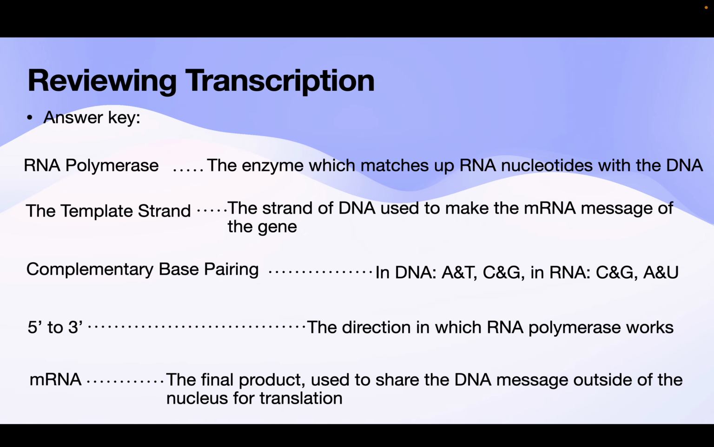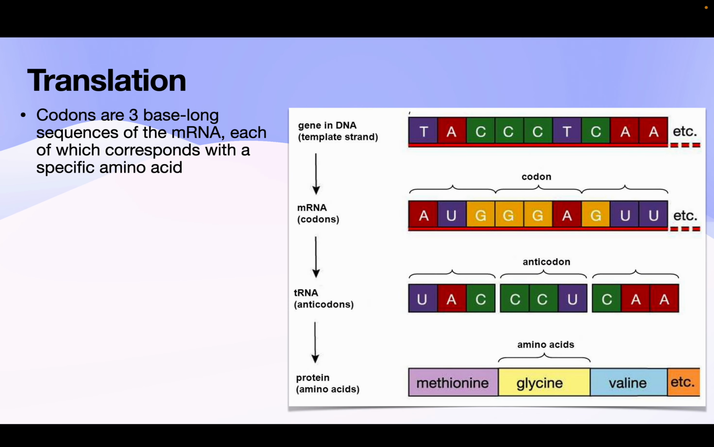Okay, now that we've reviewed transcription, it's time to dig into translation. Translation is all about using these codons. We're going to start with talking about codons to give some context. Codons are 3 base long sequences. We can see here AUG, GGA, GUU, these are the codons. They're 3 bases long, and each gives a specific amino acid.